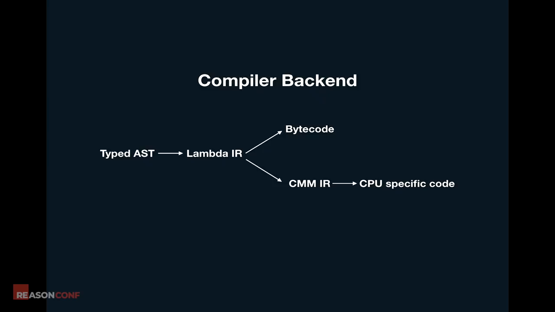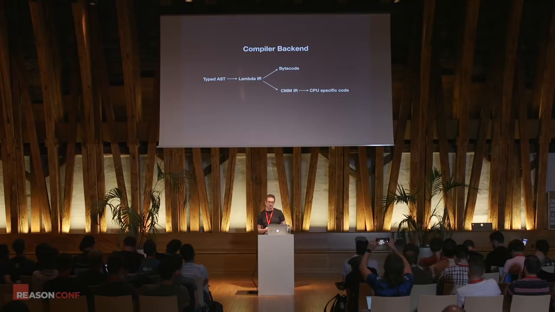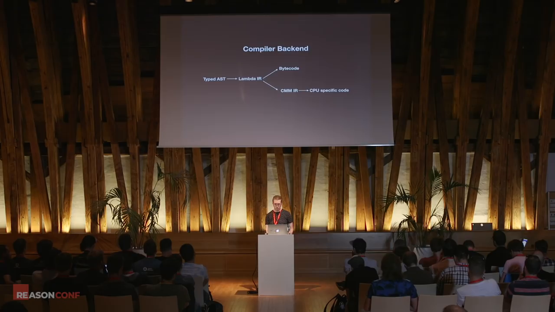So to summarize the compiler backend, we went from our typed AST, we translated it to the first intermediate representation, so the lambda intermediate representation. We then have two options. We can either go towards bytecode or the C minus minus intermediate representation, which then can be translated towards the CPU specific code.